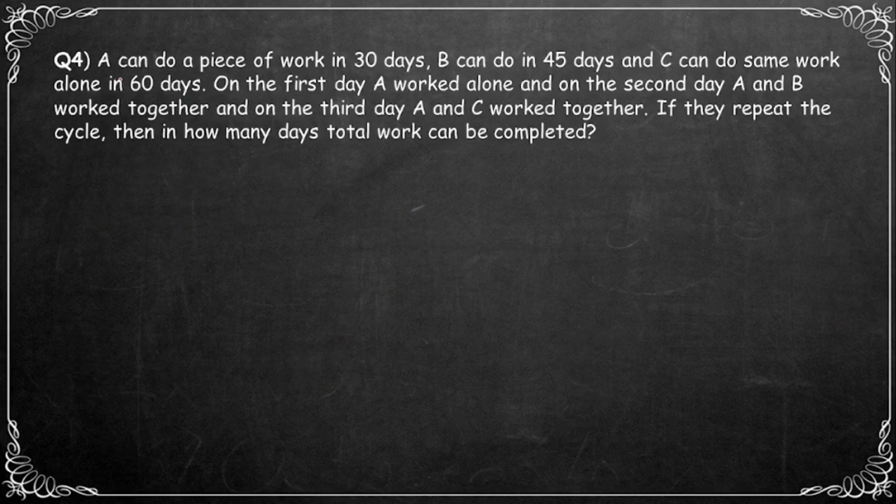Question 4. A can do a piece of work in 30 days, B can do it in 45 days, and C can do the same work alone in 60 days. On the first day, A worked alone, on the second day, A and B worked together, and on the third day, A and C worked together. If they repeat the cycle, then in how many days can the total work be completed?